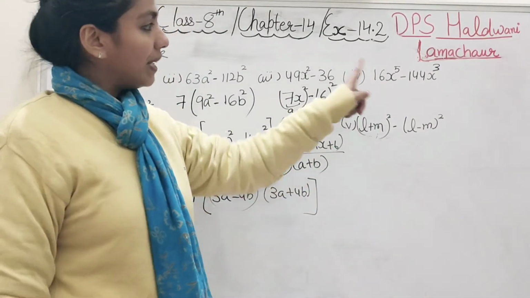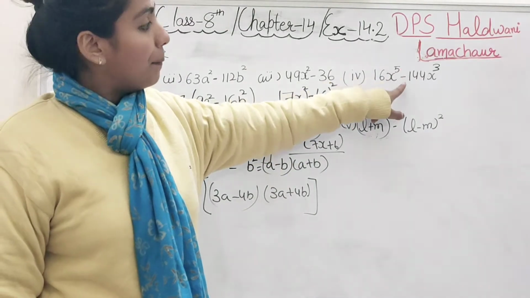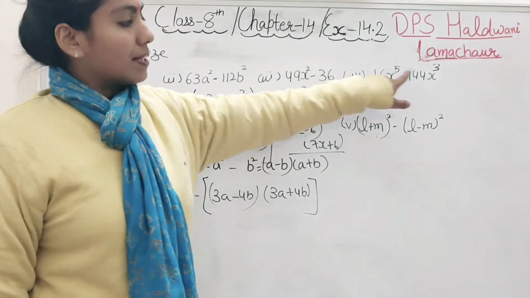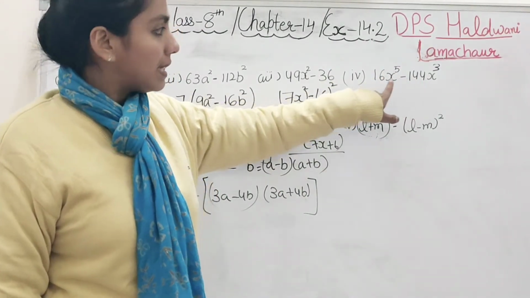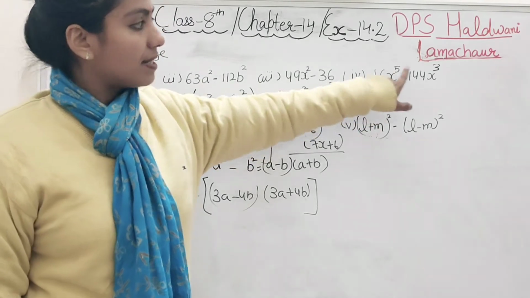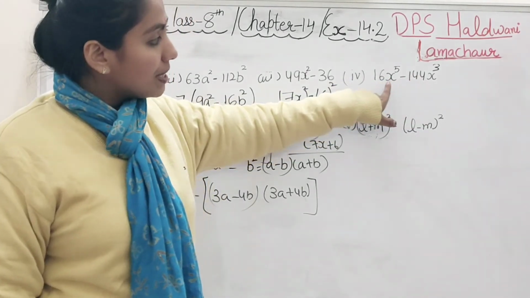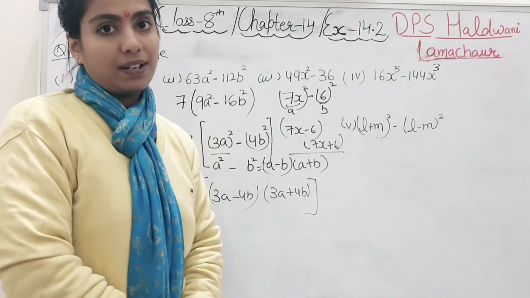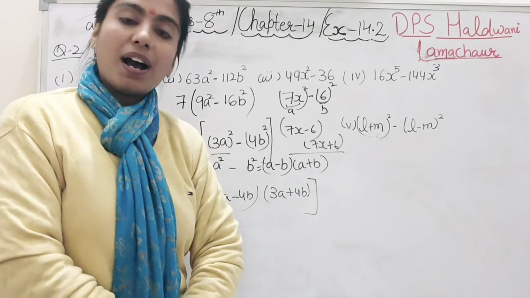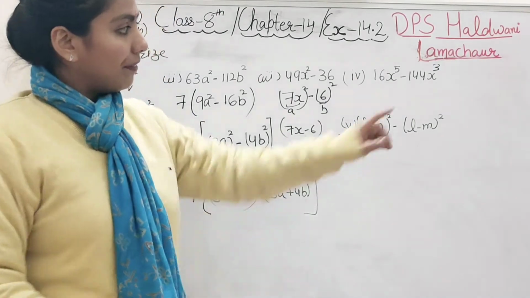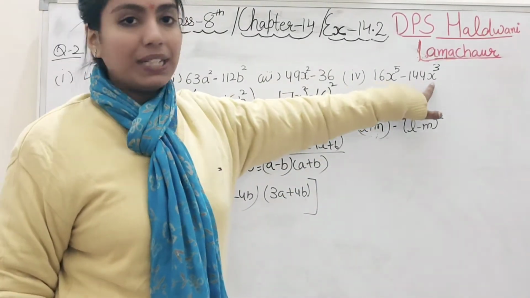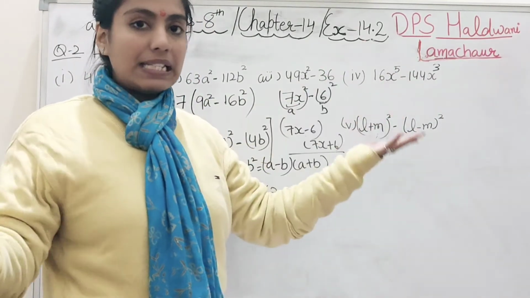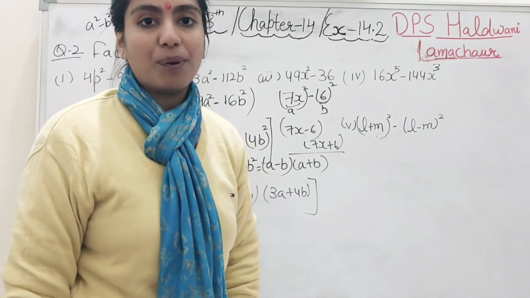Coming to our fourth part student, 16x^5 minus 144x^3. Now student, the numbers, your coefficients with the variable, form perfect squares: 4 squared is 16 and 12 squared is 144. But as you can see the variable powers are 5 and 3. It's not a square. So how can we make the a square minus b square formula? Again, here x cube is common in both the terms, right? When you take out x cube common, then easily it's making the a square minus b square formula, right?